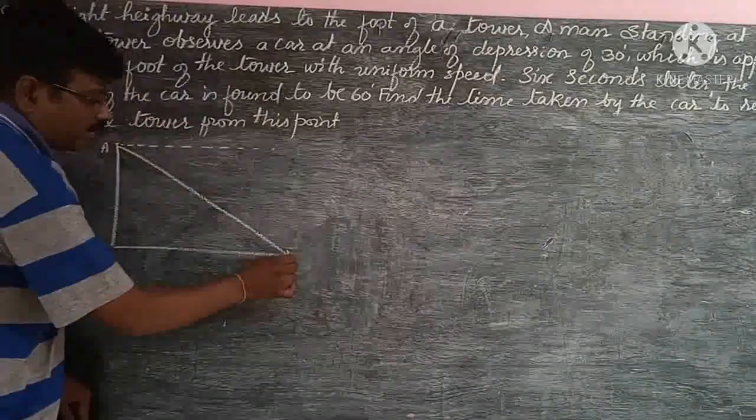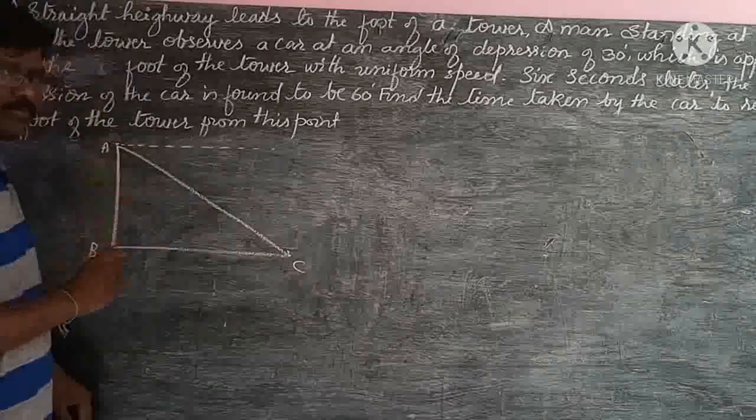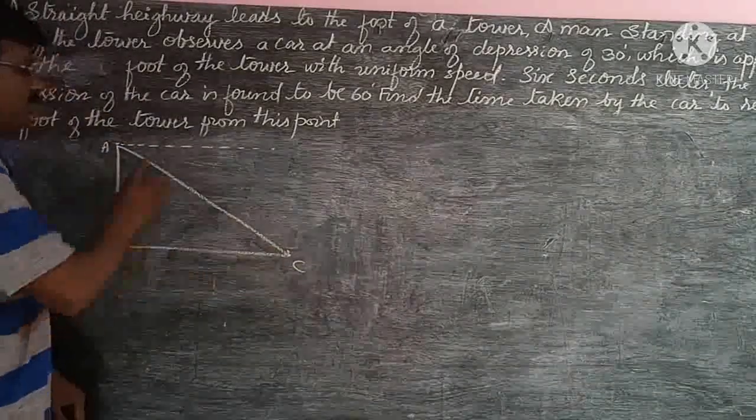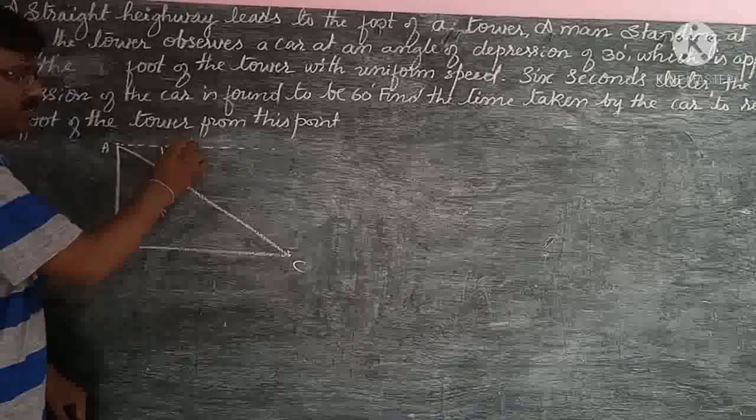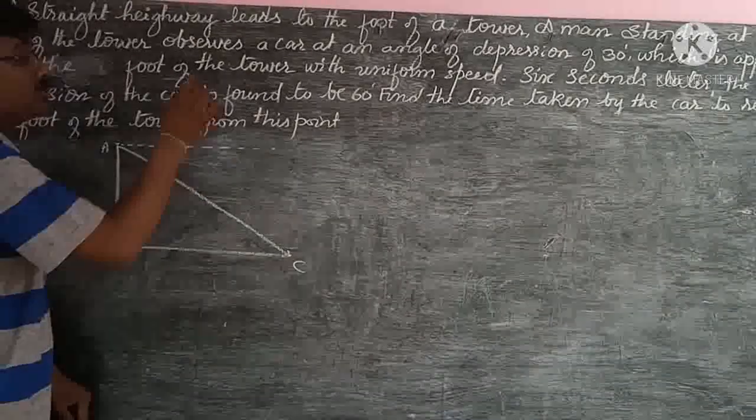So here, suppose C is the car; the point C represents the car. The angle of depression is the angle made between the horizontal line and the line of sight. How much is the angle?